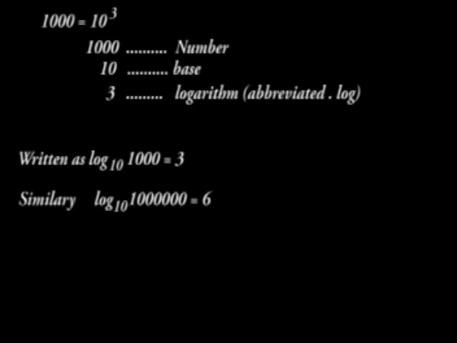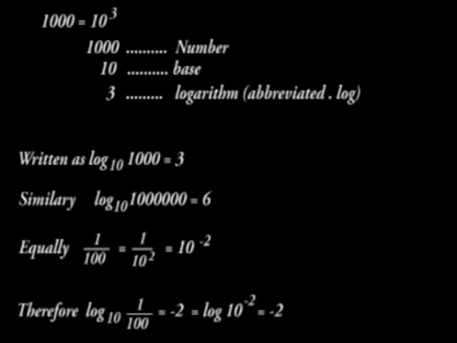Similarly, log to base 10 of a million is equal to 6. Equally, 1 over 100 is the same as 1 over 10 raised to power 2, which is equal to 10 raised to power negative 2. Therefore, log to base 10 of 1 over 100 is equal to negative 2, which also can be written as log to base 10 of 10 raised to negative 2 is equal to negative 2.